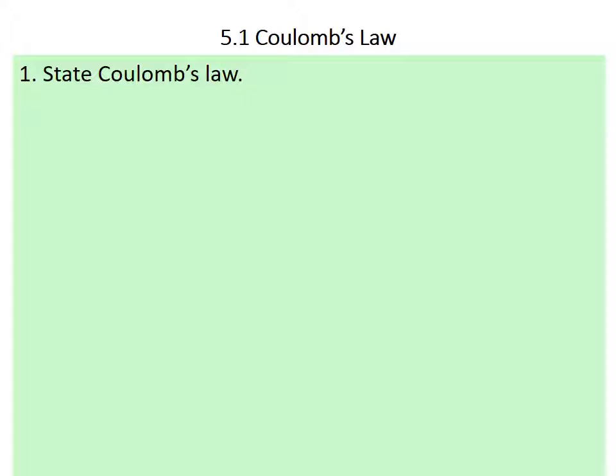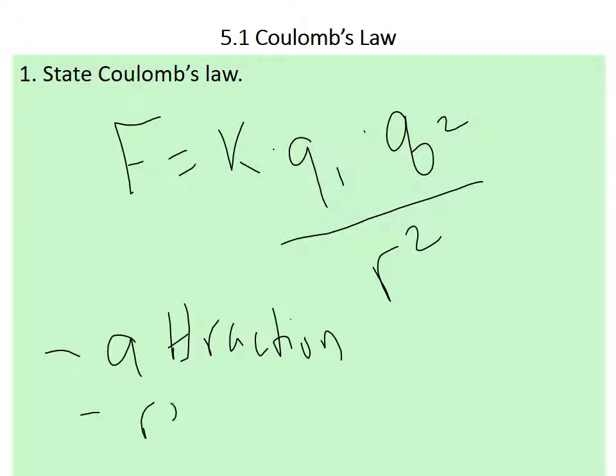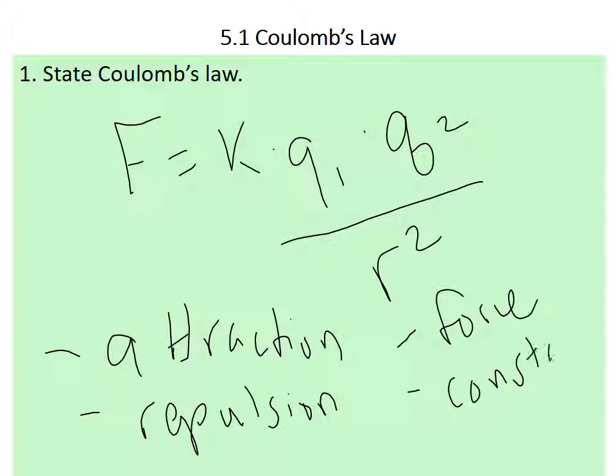Okay, this is our first practice problem. State Coulomb's law. So go to the data booklet, get this equation, F equals k times Q1 times Q2 all over r squared, and you're going to put this into words. You need to discuss what these symbols mean, the force of attraction or repulsion. You're going to use words like attraction, repulsion, force, the constant. So just using this equation as your guide, put Coulomb's law into words.